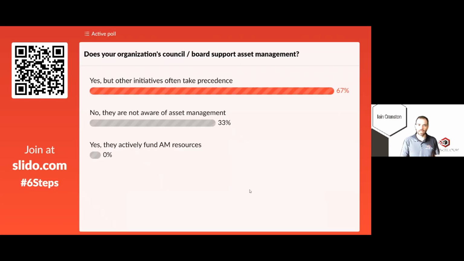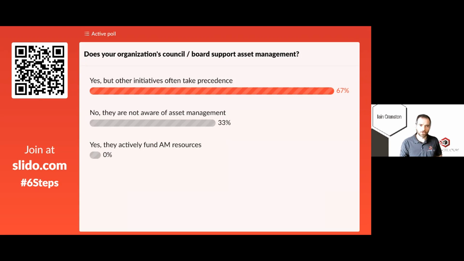And here's another poll question for you. Does your organization, council or the board support asset management? Yes, but other initiatives often take precedence, so that's a leading one there. And yeah, a lot of them just aren't aware of it. So that's another point around that awareness training that needs to go on.